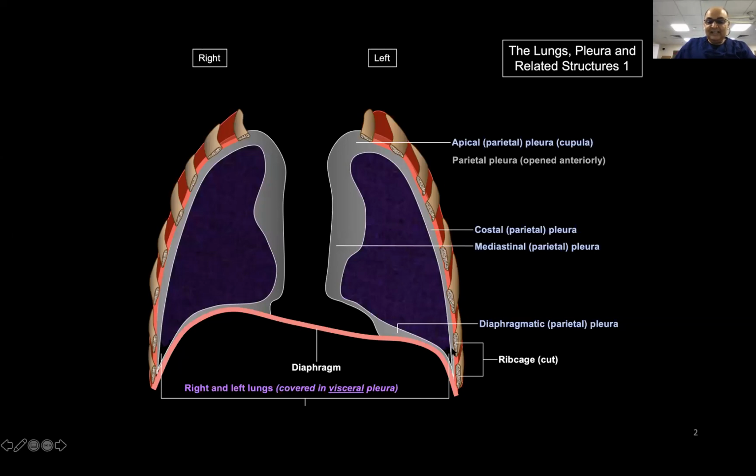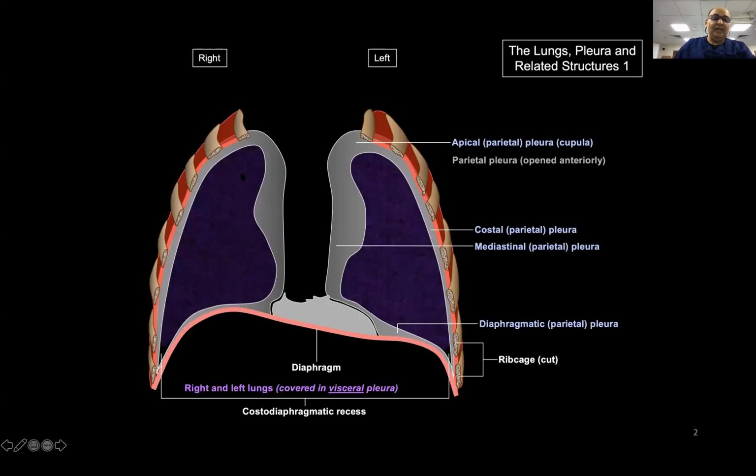These angles are called costodiaphragmatic, because it's between my costa. I'm sure everybody knows what a costa is. Costa is a rib and a vertebrae together. So between costa and diaphragm, costodiaphragmatic, it's a space, a potential space. We call it the costodiaphragmatic recess.